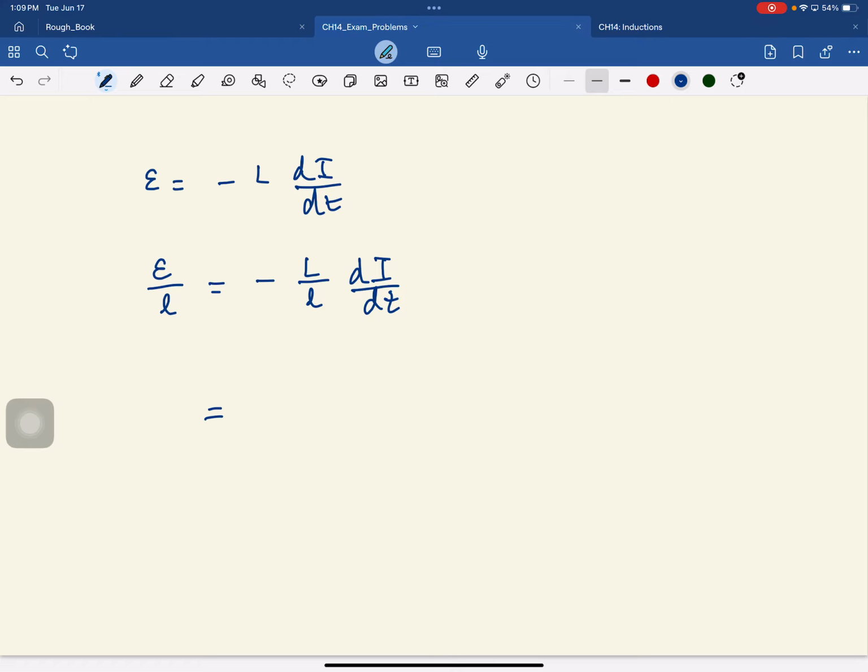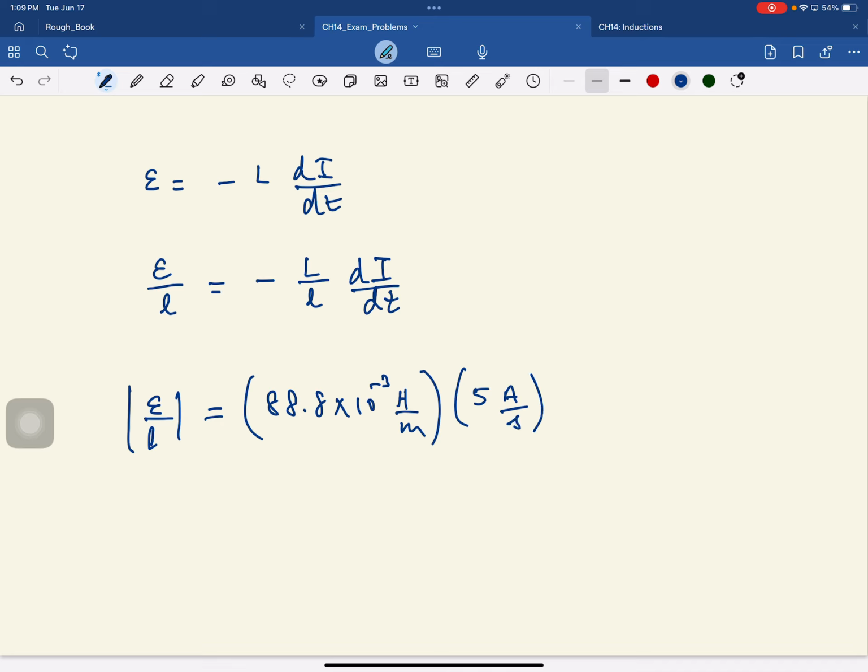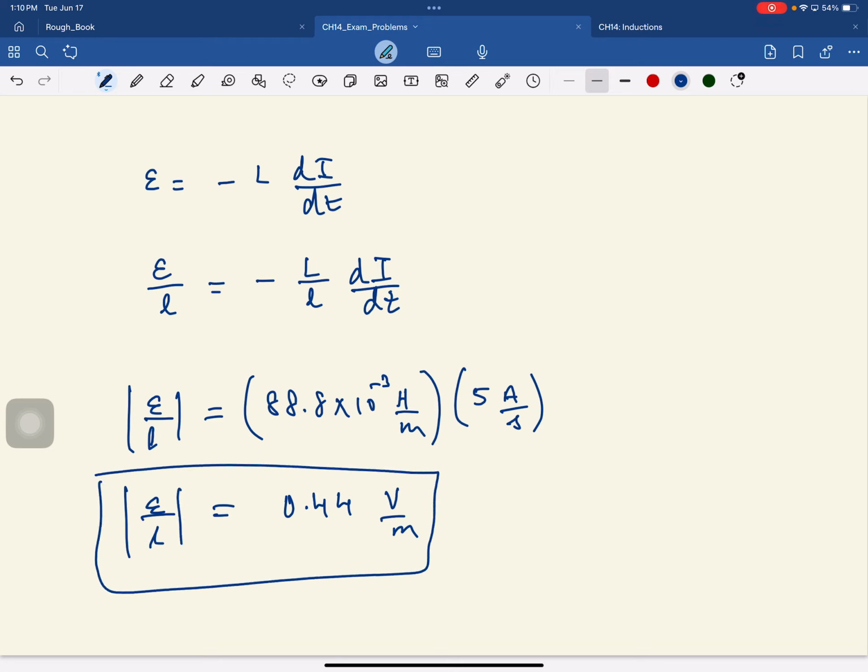Okay, so we found this. L over l is 8.88 into 10 to the minus 3 Henry per meter, for the magnitude of the EMF. And di by dt, the rate at which the current is changing, is 5 amps per second. So it works out to 0.4 volts per meter.